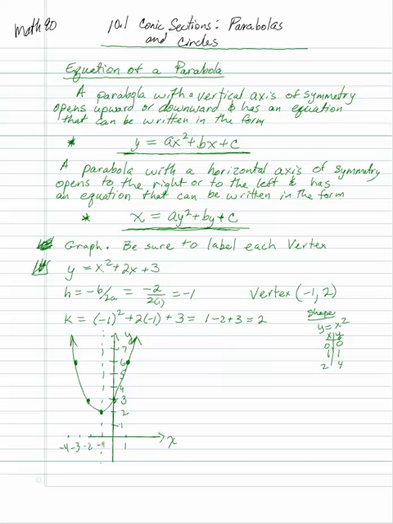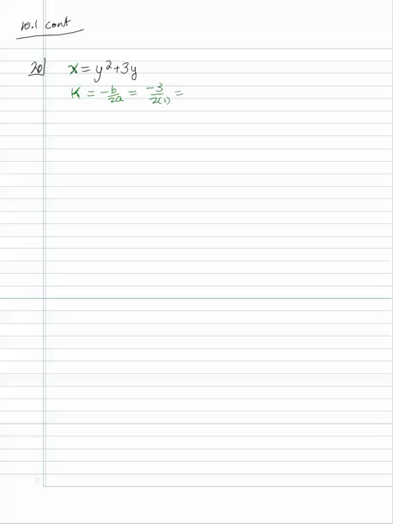Pretty much it's the same technique, you're just going to switch the x and y's. Okay, so we're going to find the vertex. Now the k is like the h for the one that opens up. This is x equals y squared, so this opens sideways. So the k is the h, which we find with the minus b over 2a trick. That would be negative 3 over 2 times 1, so it's negative 3 halves. And then our h is you plug in negative 3 halves for all the y coordinates.